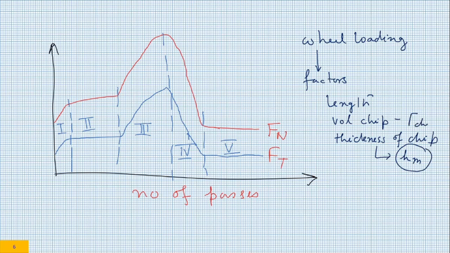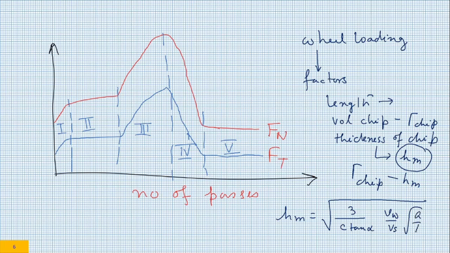Volume of chip, we know how to calculate. Volume of chip is once again related to h_m. Length of chip, I have not talked about. What is h_m then? So it seems if you increase h_m, your chance of wheel loading would increase. In other words, h_m is related to V_w and a. So one can say if you increase MRR, then the wheel loading chance will increase, which is true.